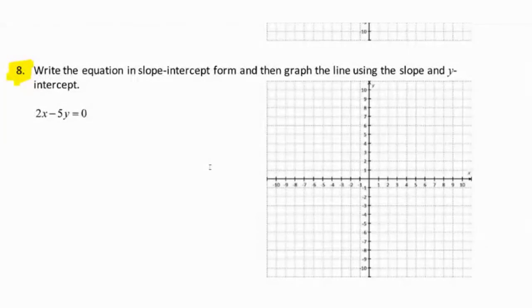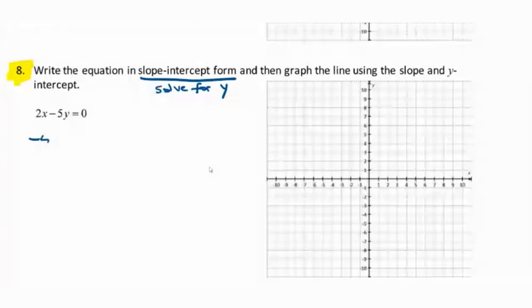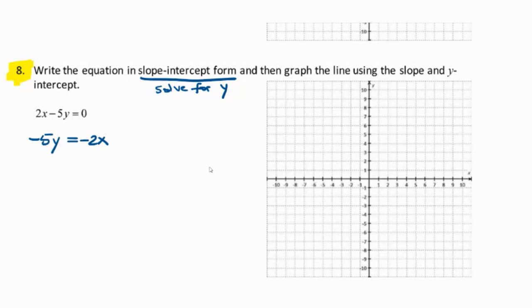Write the equation in slope-intercept form and then graph the line using the slope and y-intercept. When we want slope-intercept form, you're just basically solving for y. So I have the equation 2x minus 5y equals 0. I need to get y by itself. What should I do first? Good, subtract 2x. So we have negative 5y equals negative 2x. And then I'm going to divide both sides by negative 5, and that's going to give me y equals 2/5 x. Now, we're supposed to graph this using slope-intercept form to identify the slope and the y-intercept.